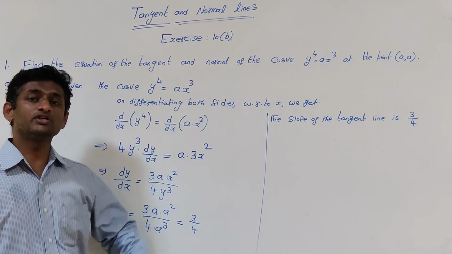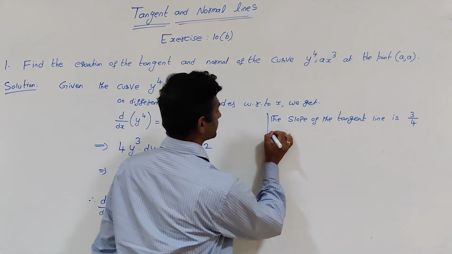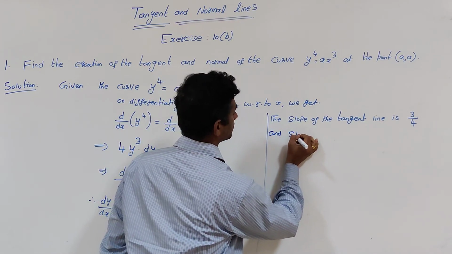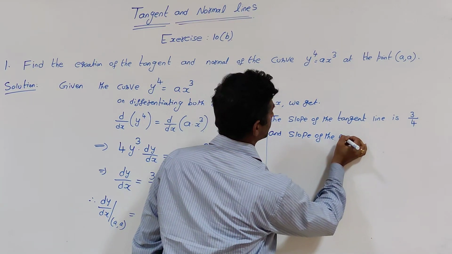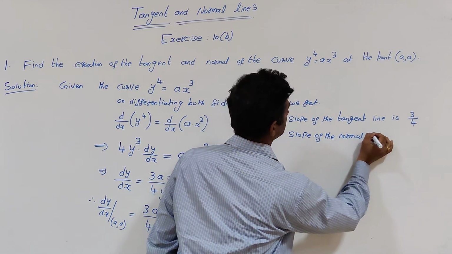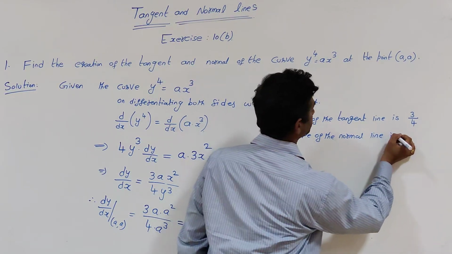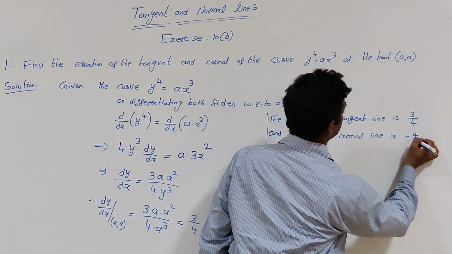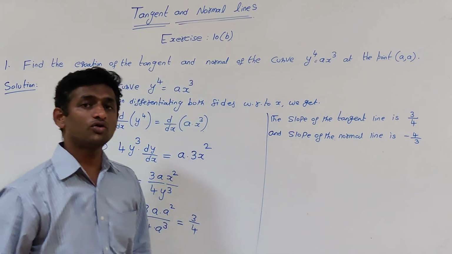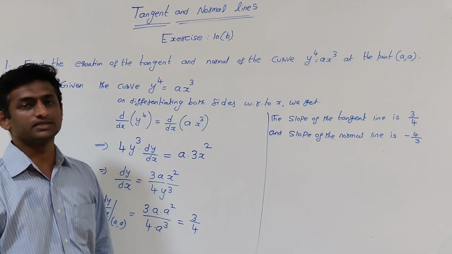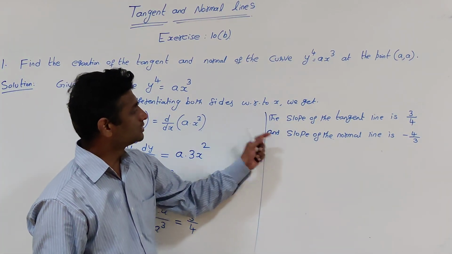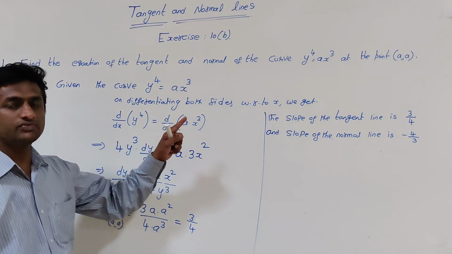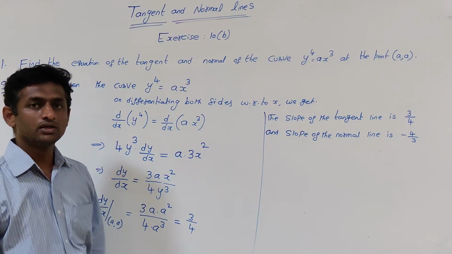And what is the slope of the normal line? The slope of the normal line will be minus 4 by 3, because it is the negative reciprocal of the slope of the tangent line at the same point a comma a. So these are the slopes, one for the tangent, the other for the normal line.